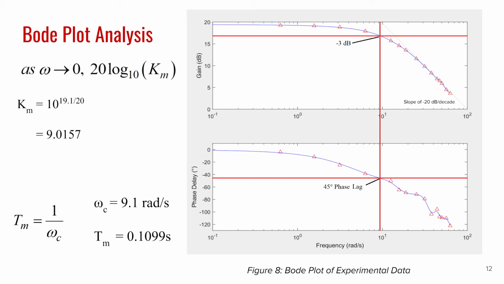The system is a first-order system because the slope of the attenuated gain, which is after the cutoff frequency, has a slope of -20 decibels per decade. If it was a second-order system, the slope would be -40 decibels per decade.